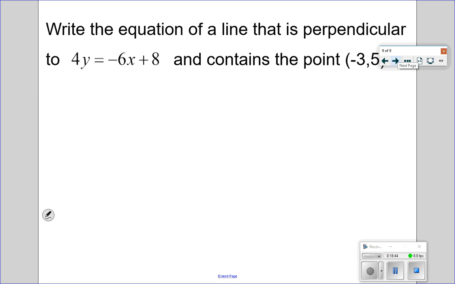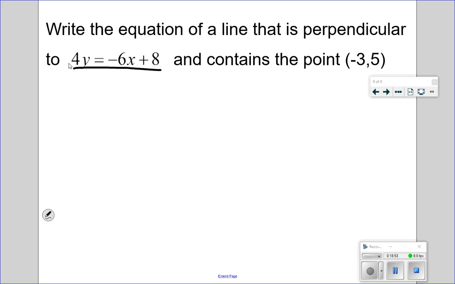All right, this one's a perpendicular one, and it's the last example. We're going to write the equation of a line that's perpendicular to this line, and it contains the point (-3, 5). Well, before I can even do that, what we had to do first was figure out what the slope was of the other line. It was in slope-intercept form. This is not in slope-intercept form right now. Just like all the other examples, I need this equation written in slope-intercept form so I can see what the slope of this line is.